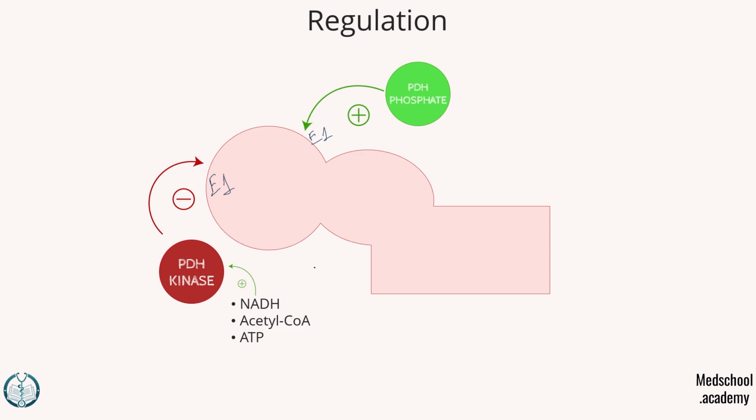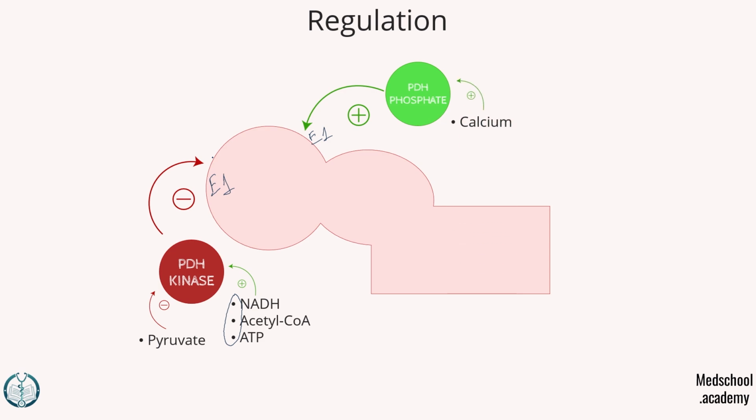Now we have these three different molecules and they activate PDH kinase. Take a look at these molecules. What do these all have in common? They all signify to the cell that there is enough energy, right? So if there's enough energy, they can turn on the PDH kinase, which will then inhibit E1, stopping the conversion of pyruvate to acetyl-CoA. Now, we have pyruvate on the other hand, which will inhibit PDH kinase.